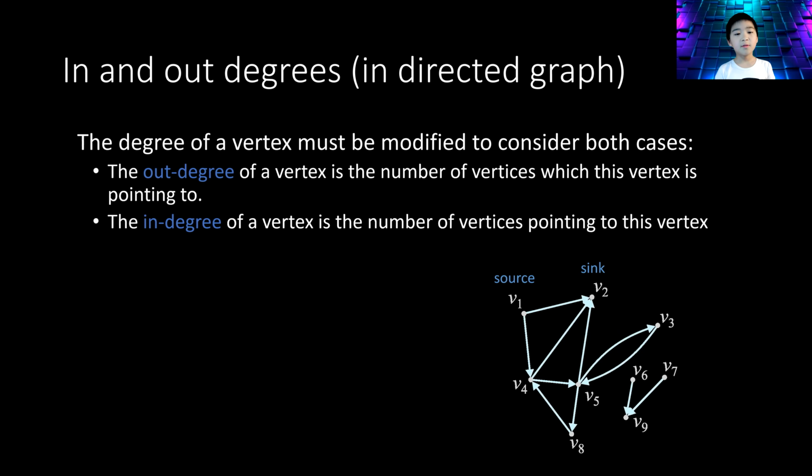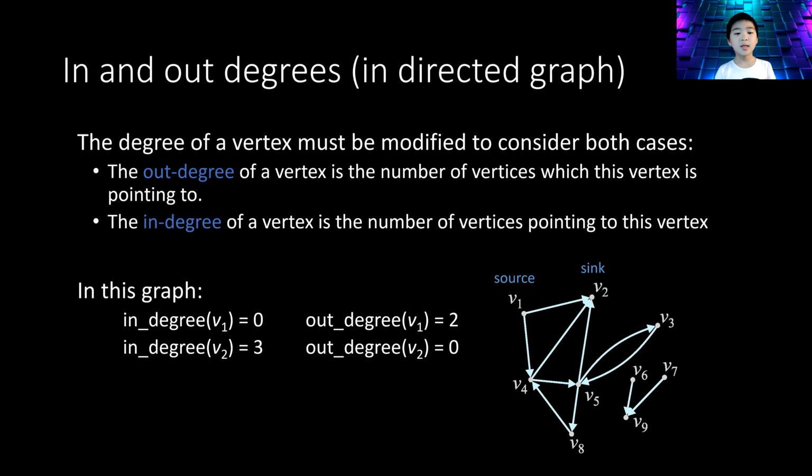In directed graphs, we have a few more terminologies though. In undirected graphs, we use the degree of a vertex to count its neighbors. But in directed graphs, there are two types of neighbors depending on the direction of the edge. So we have two types of degrees. The out degree of a vertex is how many vertices the current vertex is pointing to, while the in degree of a vertex is how many vertices are pointing to the current vertex.